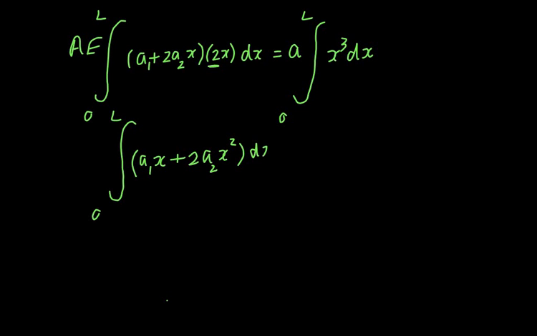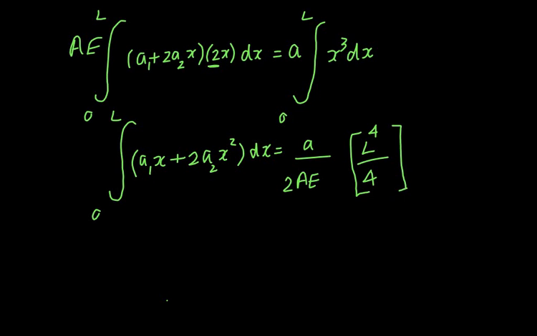Is equal to small a divided by 2AE. I'm bringing this AE to the right-hand side. Of course, I'm also bringing this 2 to the right-hand side. And you can simply integrate this particular equation. What is the integral of x cubed? It is x power 4 over 4. Upon the substitution of the limits, it is L power 4 divided by 4.